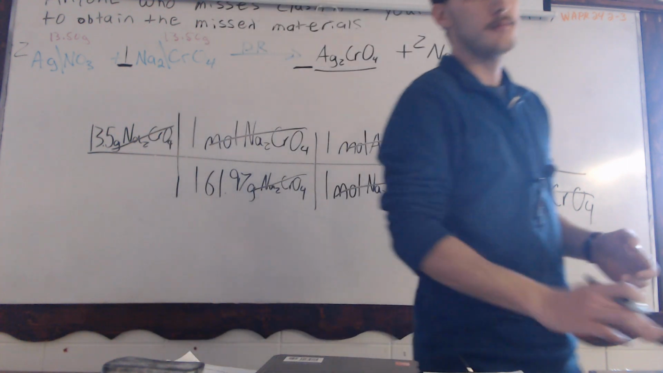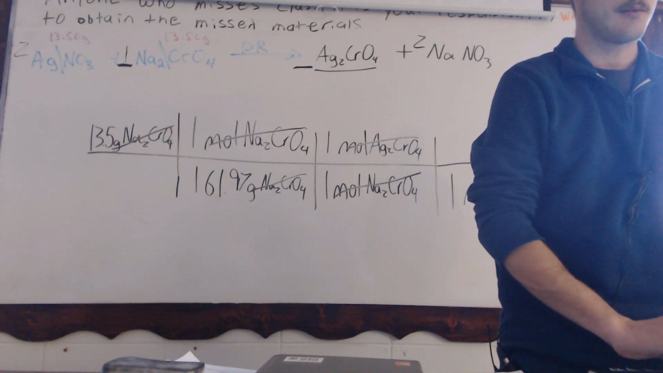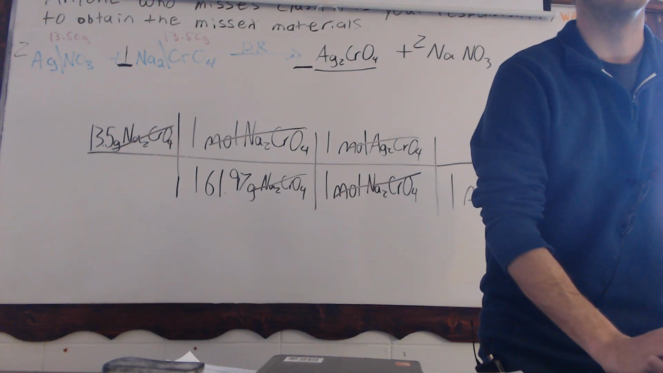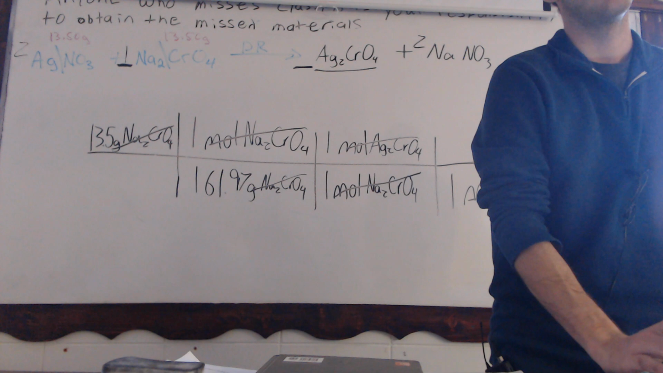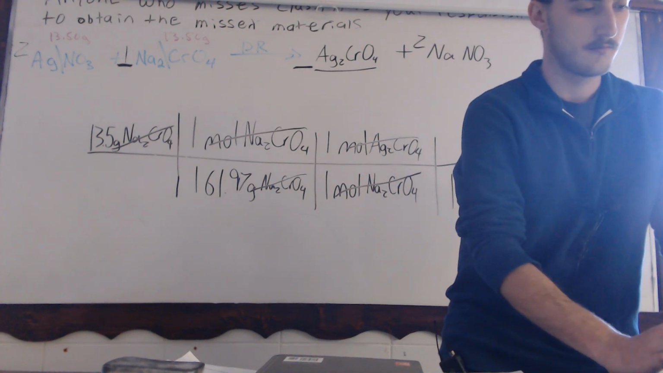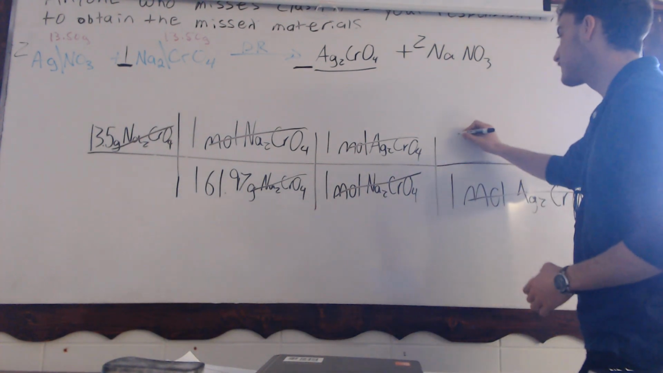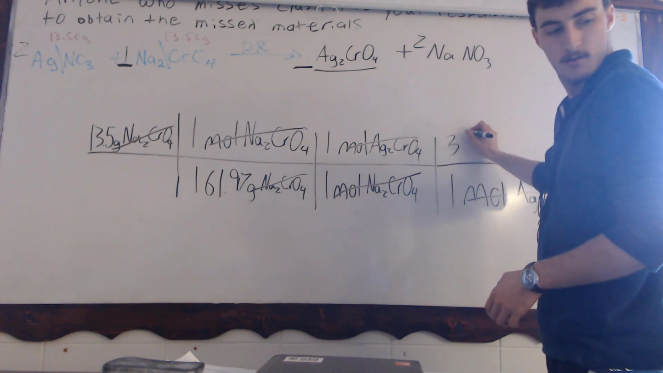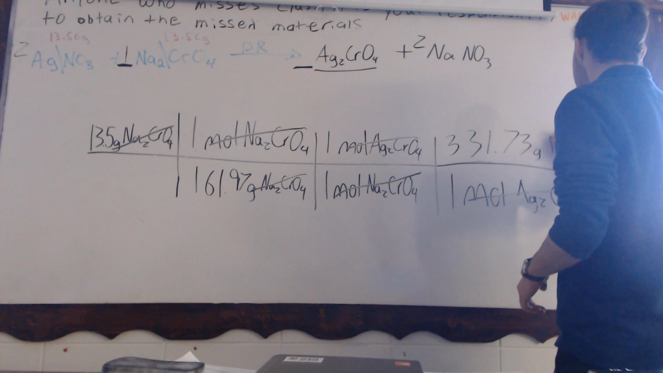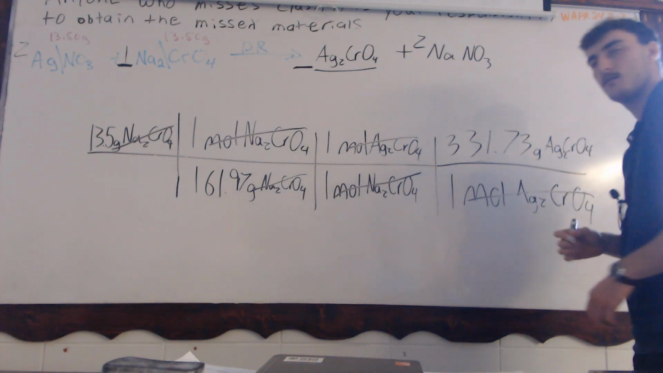How do you find the grams? The atomic mass? Yep, it's the atomic mass. And you'll talk about this much more in 2 years from now. So this is more of an introduction. So I'll give it to you. The molar mass is 331.73 grams of Ag2CrO4.